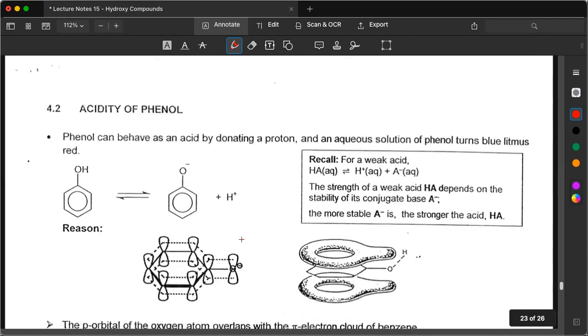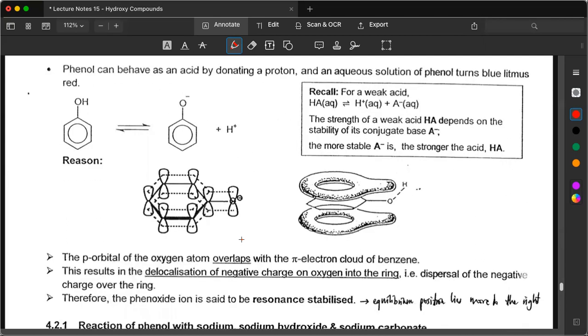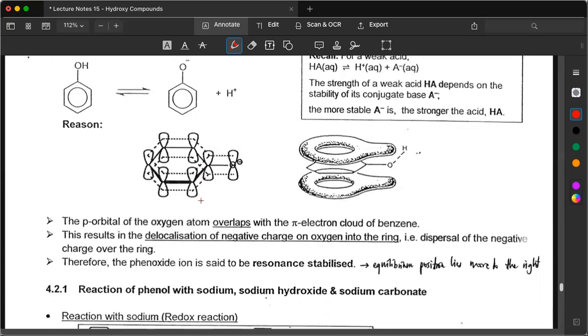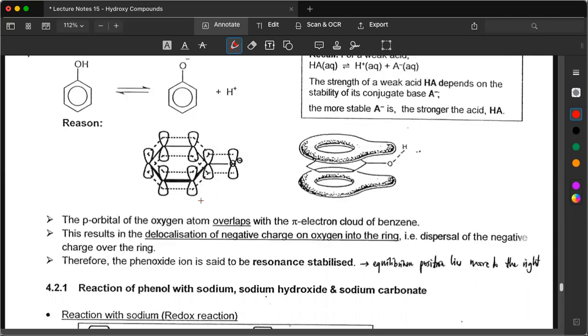As for phenol, it's different. It actually behaves well as an acid as it donates its proton. So phenol is even more acidic than alcohol, and it can turn litmus paper red. Now, why is it so? First of all, we have to understand that the p orbitals of the oxygen atom overlap with the pi electron cloud of benzene. So there is a good overlapping between these two orbitals. And this will result in the negative charge of oxygen being delocalized, meaning there is dispersal of negative charge over the ring. So the phenoxide ion is said to be resonance stabilized, where the equilibrium position lies towards the right.